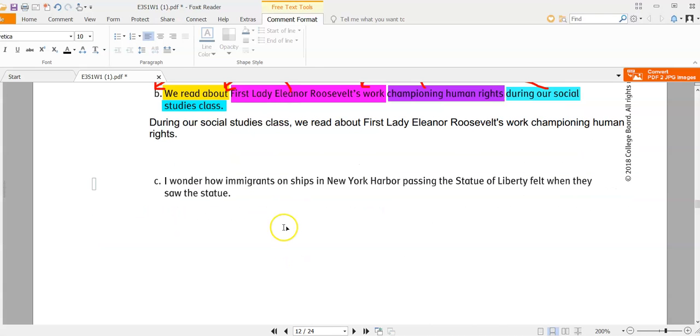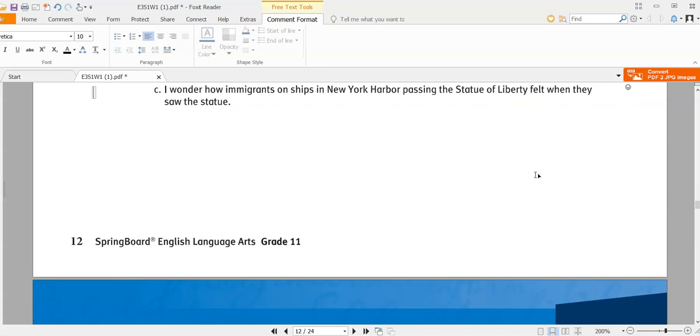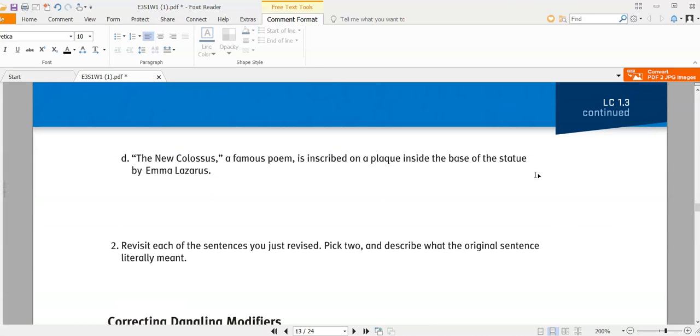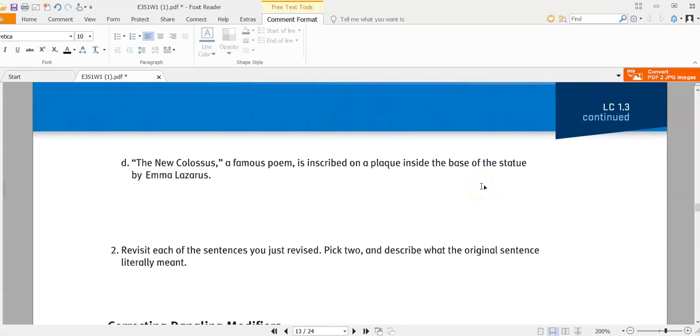So please do this one by yourself. I wonder how immigrants on ships in New York Harbor passing the Statue of Liberty felt when they saw the statue. If it makes it easier for you to highlight like I did in the previous sentence for different chunks, go ahead and do that. And then go ahead and go to the next one and do the same thing. The New Colossus, a famous poem, is inscribed on a plaque inside the base of the statue by Emma Lazarus.